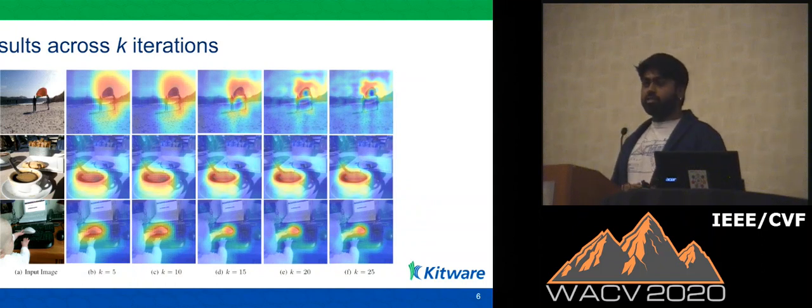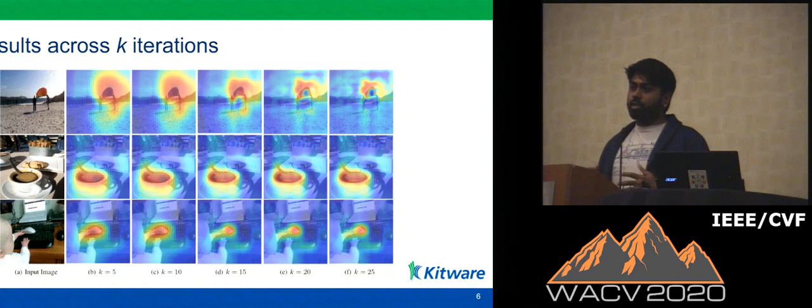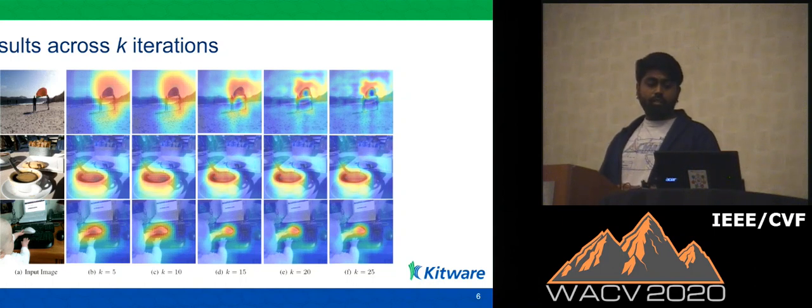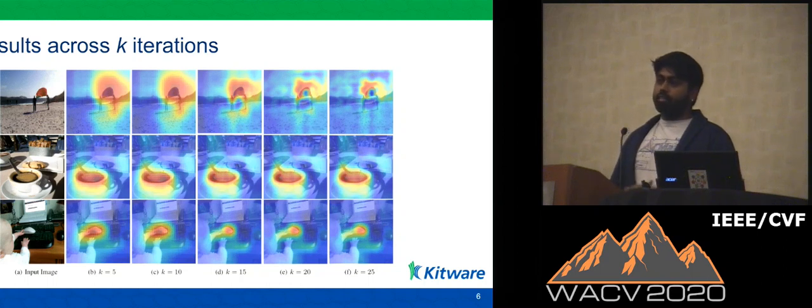And this is across iterations. You can see the maps improve and converge on the object that we are interested in. And these are classes for kite and spoon and mouse, and you can see the iterations progress on the bottom, where k is the number of iterations, and we go from 5 to 25, and this keeps happening till there's less change.